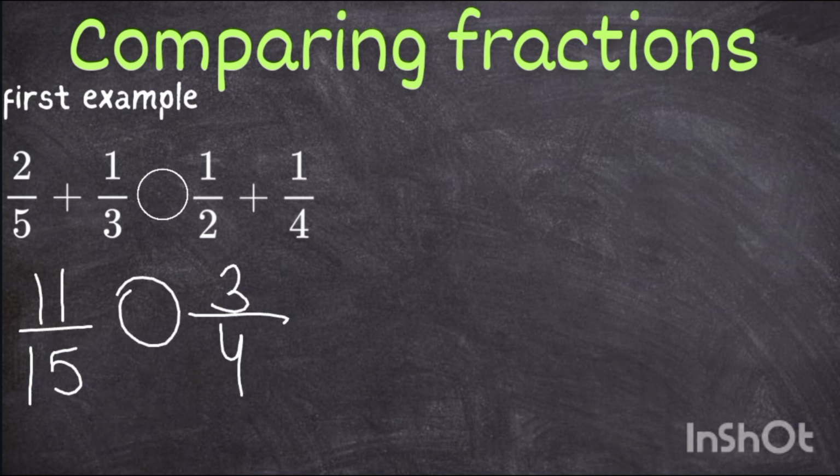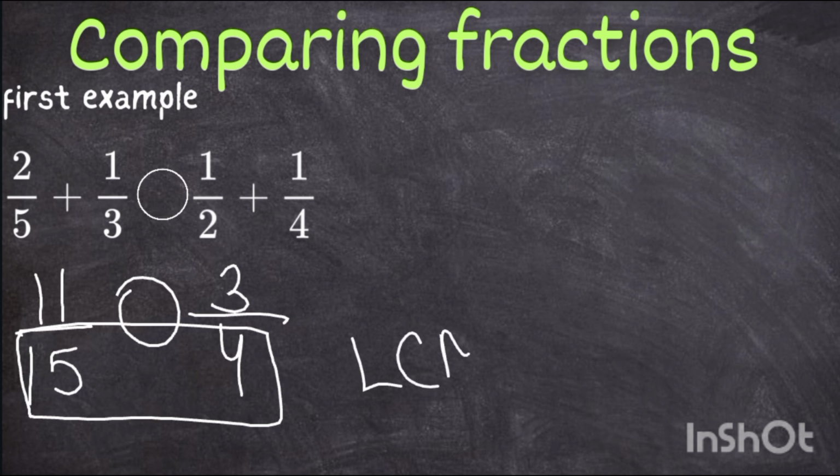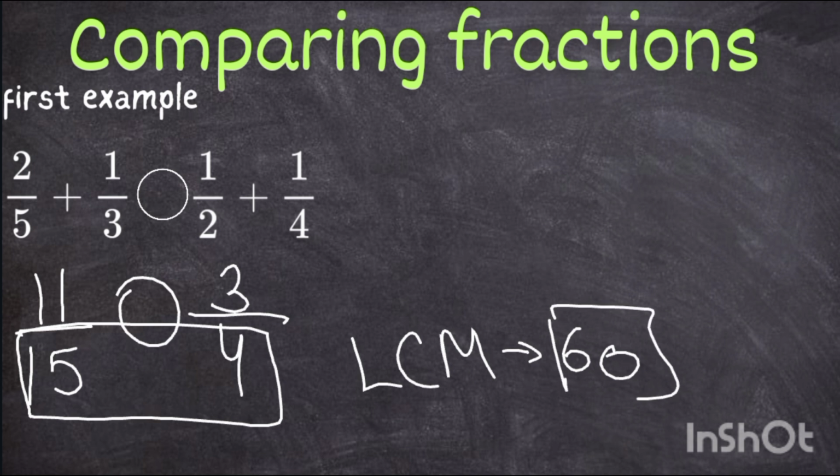Now let's compare these fractions. To compare these fractions, we need the same denominator. Since we also have different denominators here, we need the same denominator to compare the fractions, right? To find the same denominator, we need an LCM. The LCM of 15 and 4 is 60, right? So the LCM is 60. Now we need to convert these fractions with the denominator of 60.